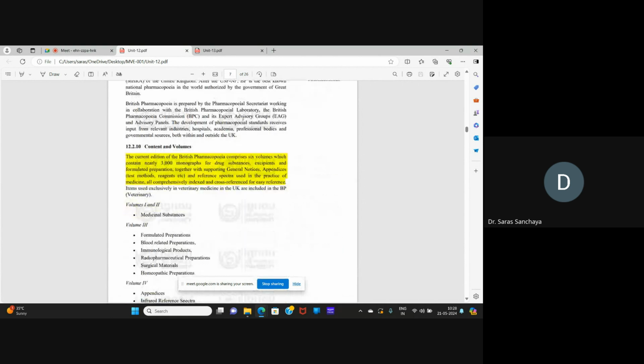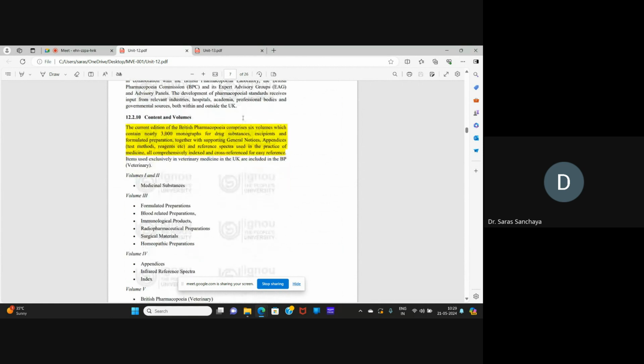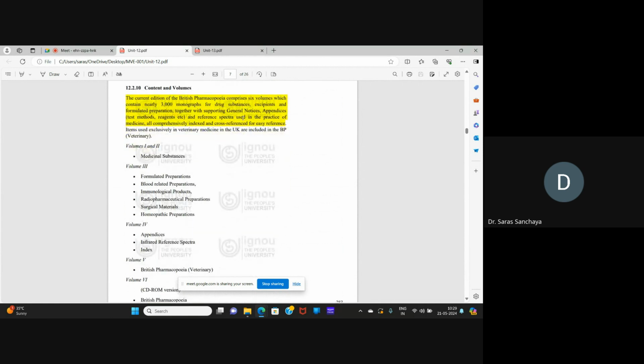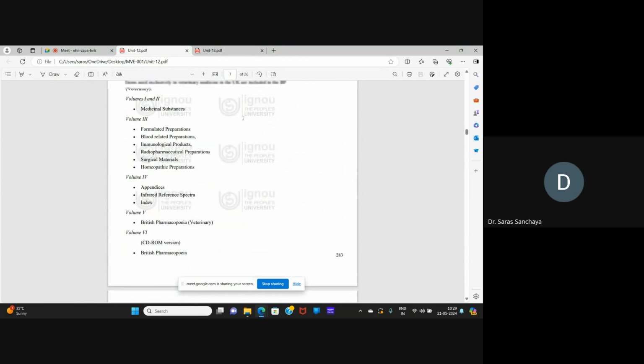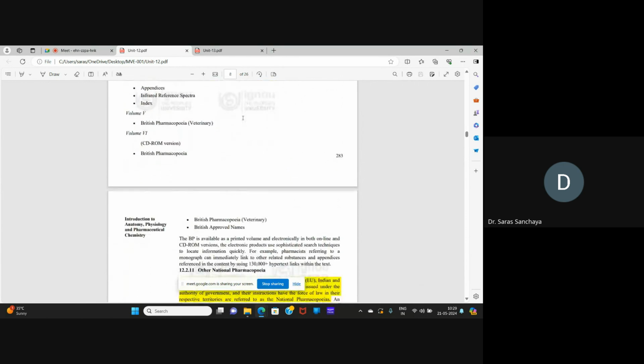Now, in the British Pharmacopoeia, the current edition comprises 6 volumes, which contain nearly 3,000 monographs for drug substances, excipients, and formulated preparations, together with supporting general notices, appendices, and reference spectra used in the practice of medicine, all comprehensively indexed and cross-referenced for easy reference. So there are 6 volumes in the British Pharmacopoeia with 3,000 monographs for drugs.